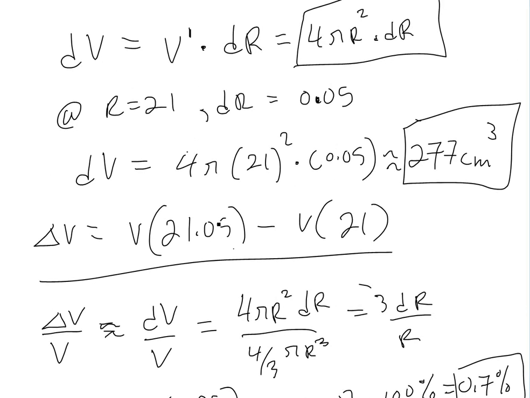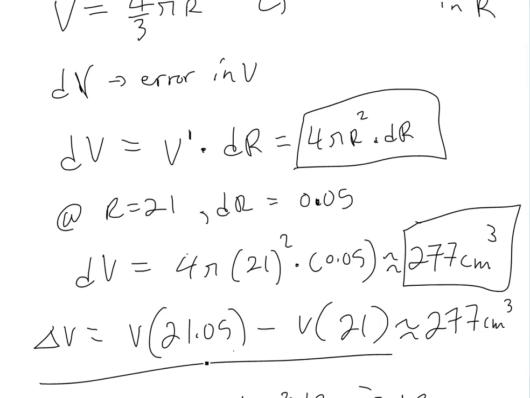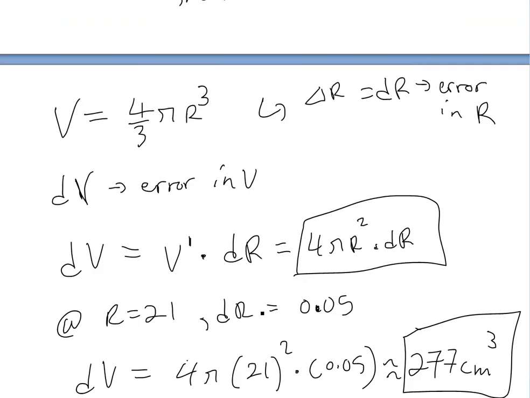And as you can see, this method is much easier, because if you were actually to plug this into the calculator, you would get roughly 277 as well. I tried this before, but it's a much bigger hassle, and sometimes, like I said before, if the equations are too complex, you can't actually solve for it. You actually have to do this.